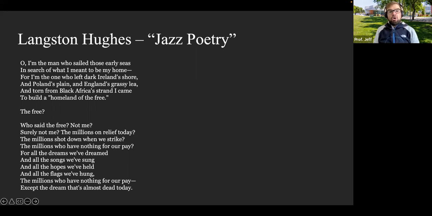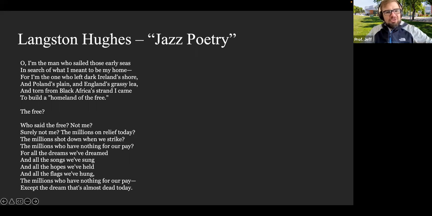But then notice after that, the millions who have nothing for our pay, we get enjambment almost all the way down, and we get that rhythm building, building, building back up. Right. So again, all of these are choices that he's making to have it flow and go fast, and then flow again. Just that last stanza, for example. Right. I'll read it one more time just so you can really hear how he's building. And this isn't even the whole poem. Again, you'll see this poem again in one of the lessons in Canvas.